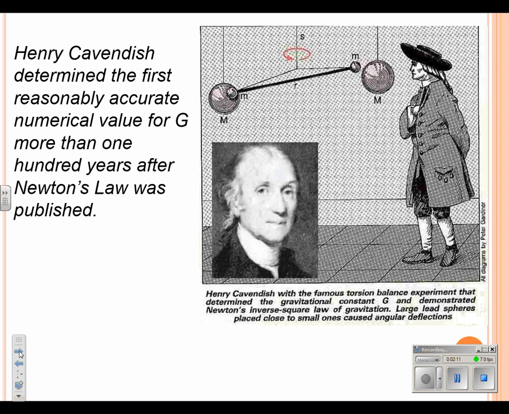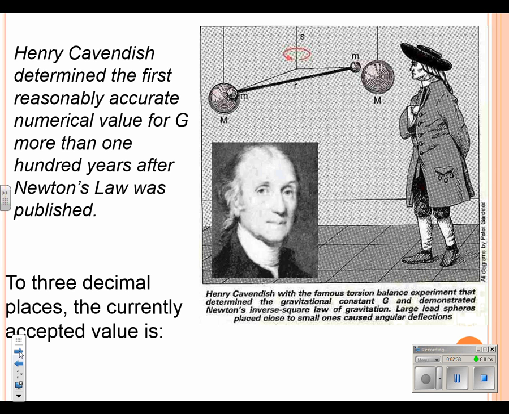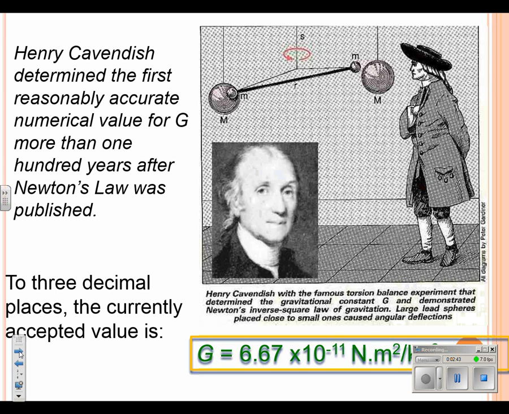Henry Cavendish determined the first reasonably accurate numerical value for G more than 100 years after Newton's laws were published. It took a while because of the math that had to be done to come up with the numbers. He did this with lead spheres and their angular deflection, which showed that there was gravitational force between those objects individually as well. That value is the same as the value on our formula chart.